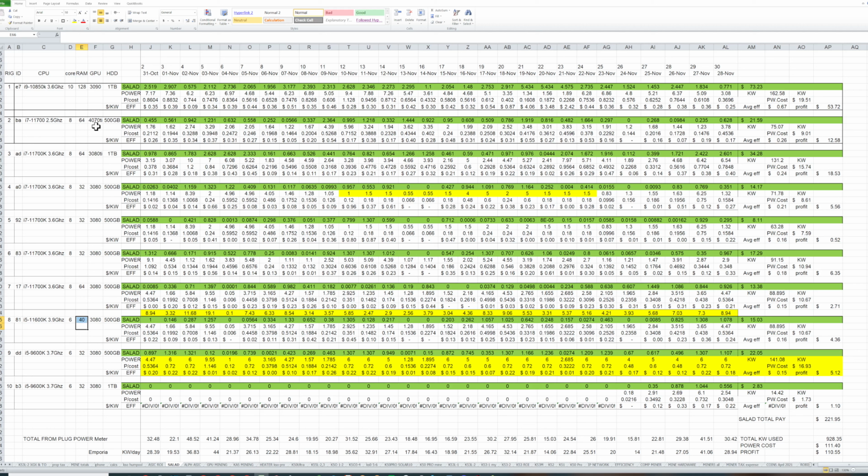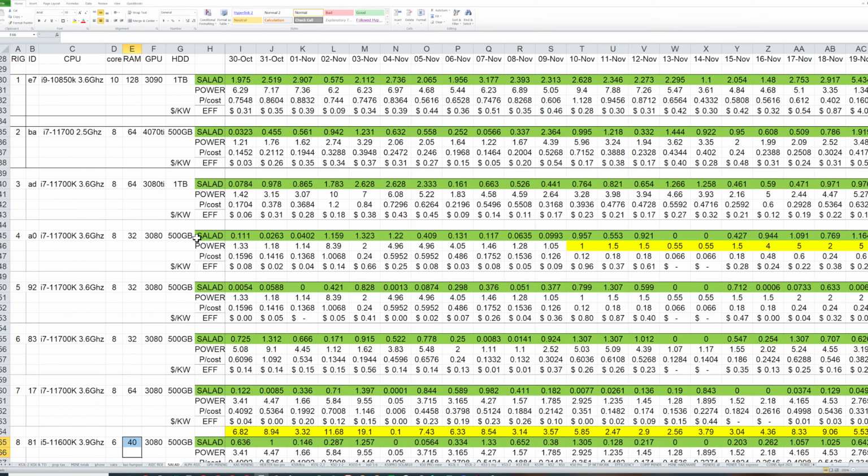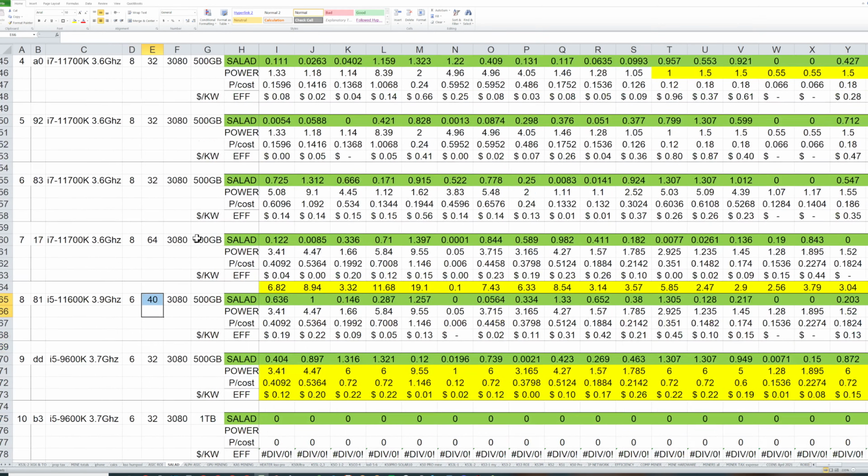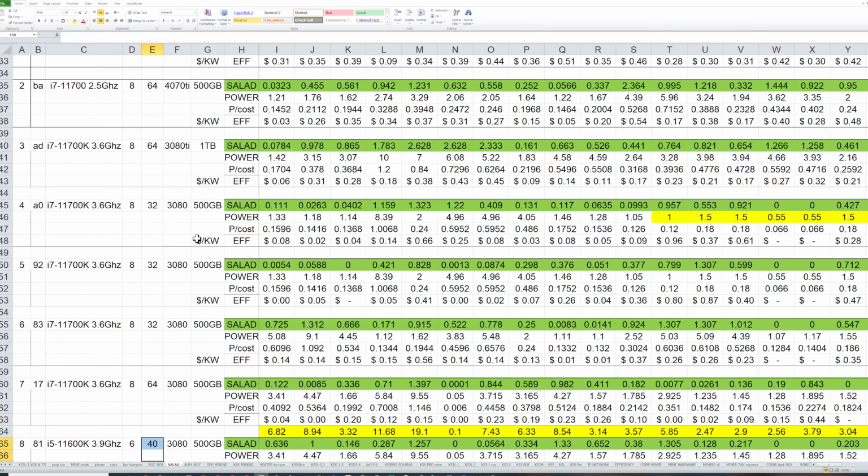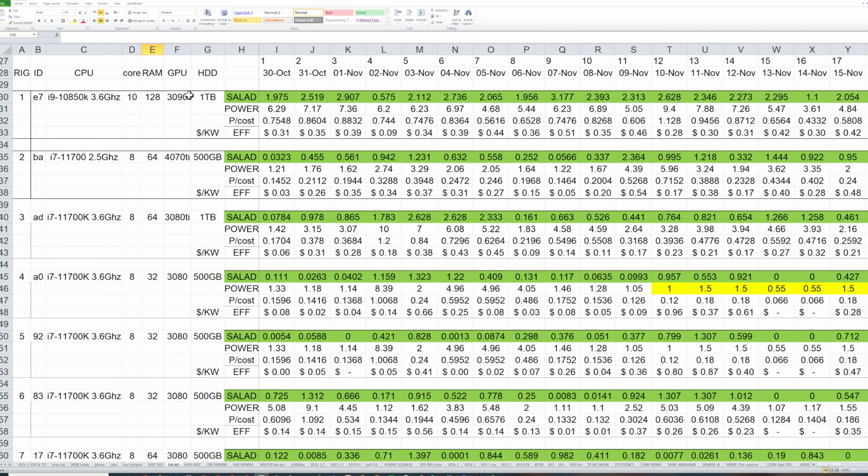And then I have the GPU listed on each: the 3090, the 4070 Ti, the 3080 Ti, and then all the 3080s. So you may look at these numbers. Let me try to zoom in on this area. Okay, so you can see, I'm going to scroll down and up, so you can see all the data for each of the machines.